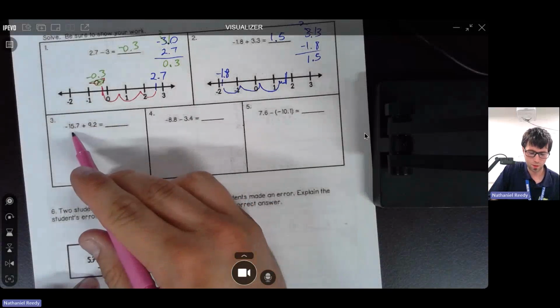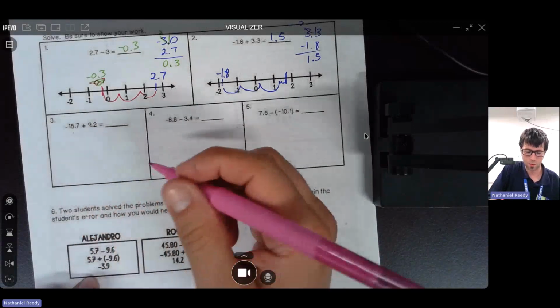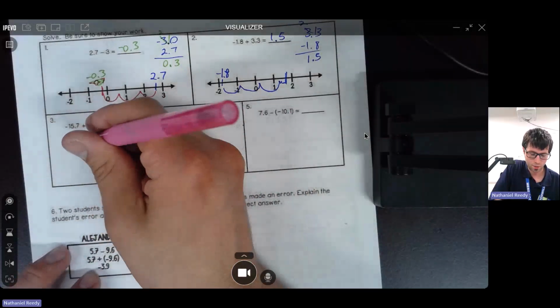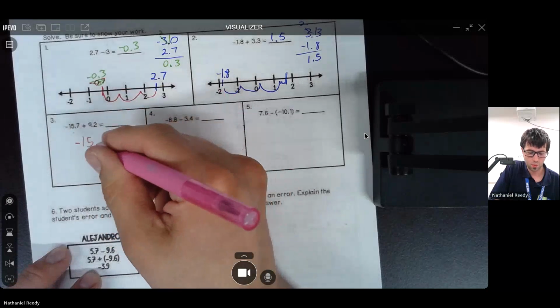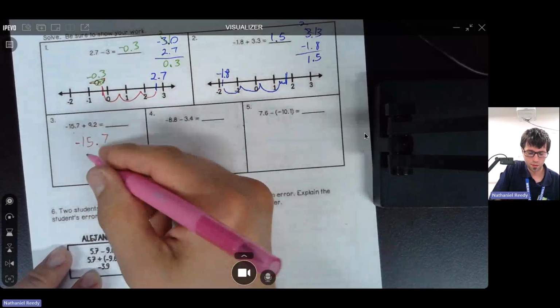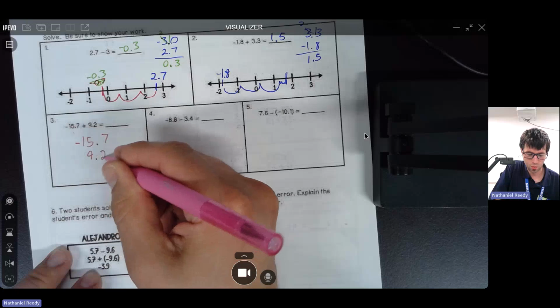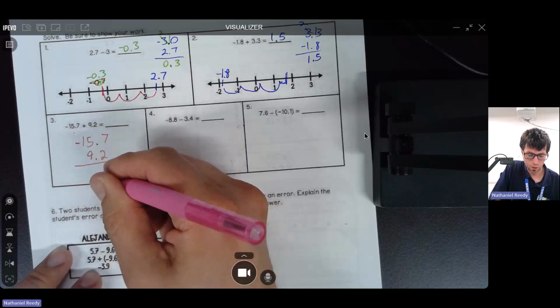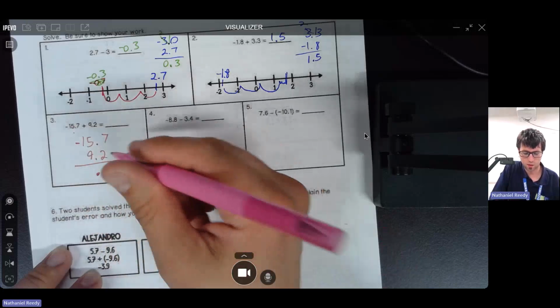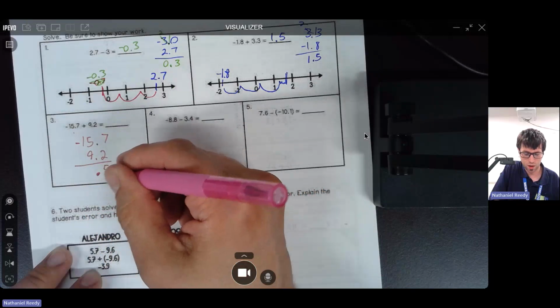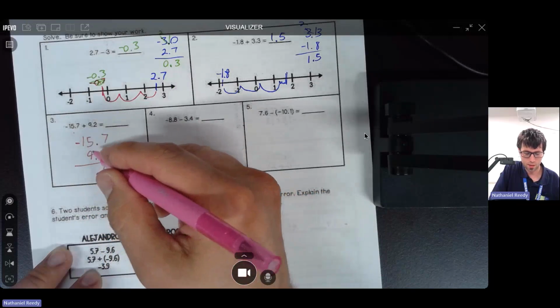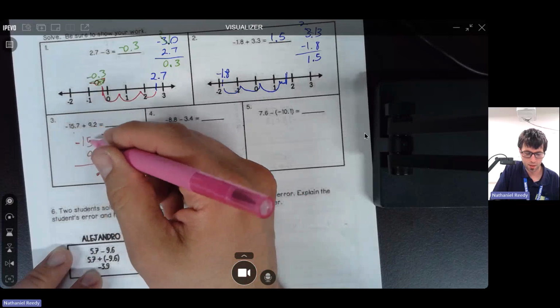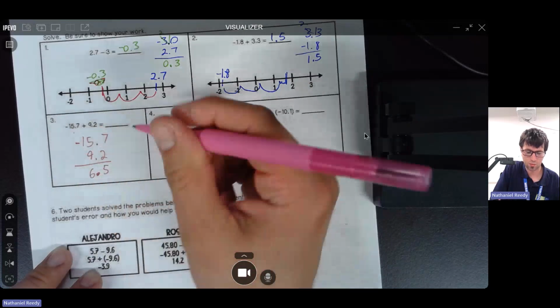So we have 9.2 and negative 15.7. Opposite signs mean we're gonna subtract. 15.7 minus 9.2. I know that I'm going to keep the decimal place right there. 7 minus 2 is 5. 5 minus 9, I can't do that. So 15 minus 9 is 6.